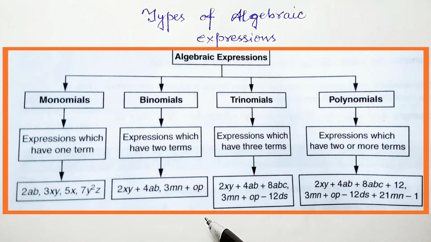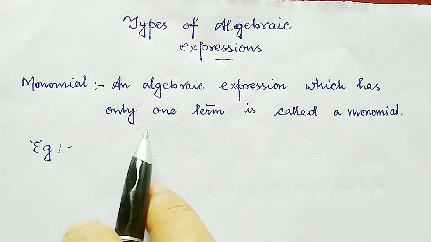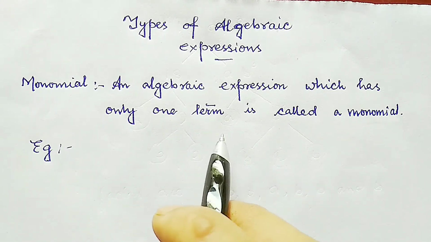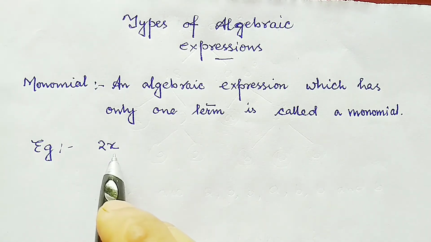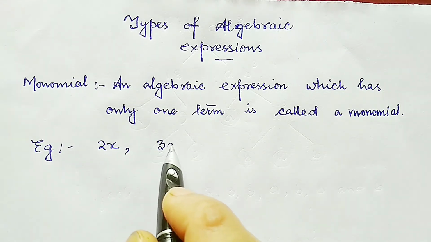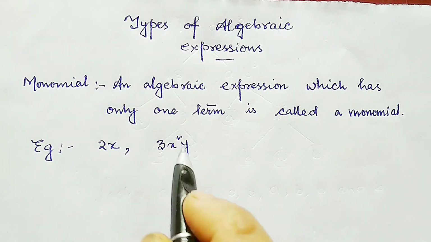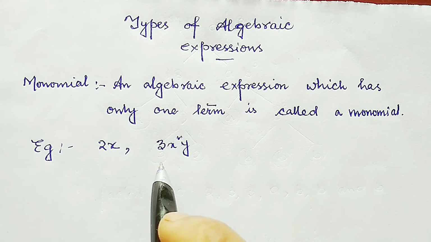Depending on the number of terms, we can classify an algebraic expression as monomials, binomials, trinomials or polynomials. What is a monomial? An algebraic expression which has only one term is called a monomial. Say for instance, if I write 2x, how many terms are there? Only one term, so it's a monomial. If I write, suppose, 3x square y, here also only one term is there, so this is another monomial.